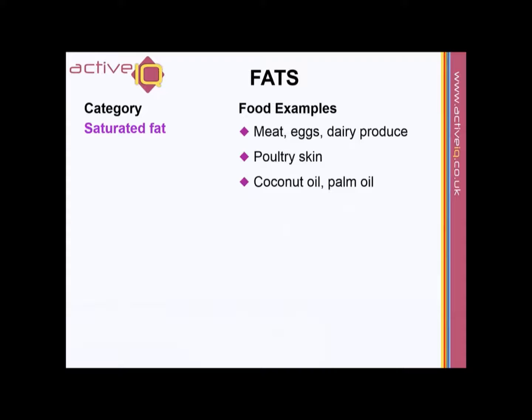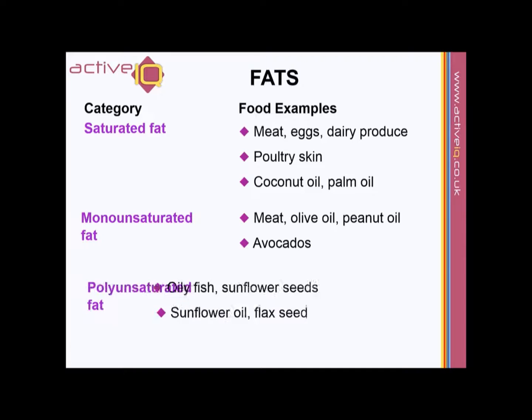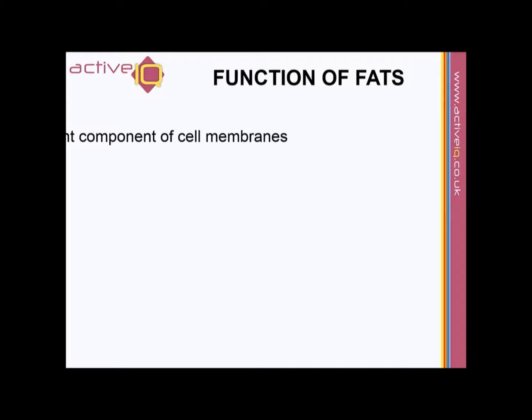Quick look at fats now. So saturated fat can be found in meat, eggs, dairy produce, poultry skin, coconut oil and palm oil. Monounsaturated fats can be found in meat, olive oil, peanut oil and avocados. And polyunsaturated fats: oily fish, sunflower seeds, sunflower oil and flax seeds.